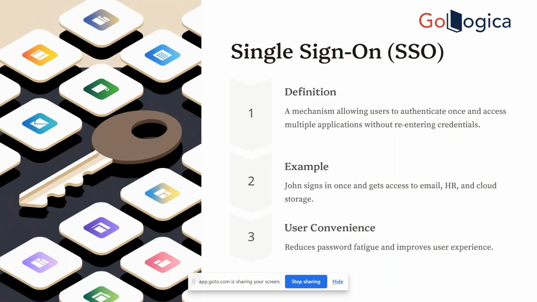So John signs in to one application and gets access to his email application, HR-based application, or cloud storage area. Why is it used? It will reduce your password fatigue and improve your experience. Whichever application you touch, you are in that application without logging in or registering yourself on that particular page. That's why SSO comes into the picture. That's a very important thing.